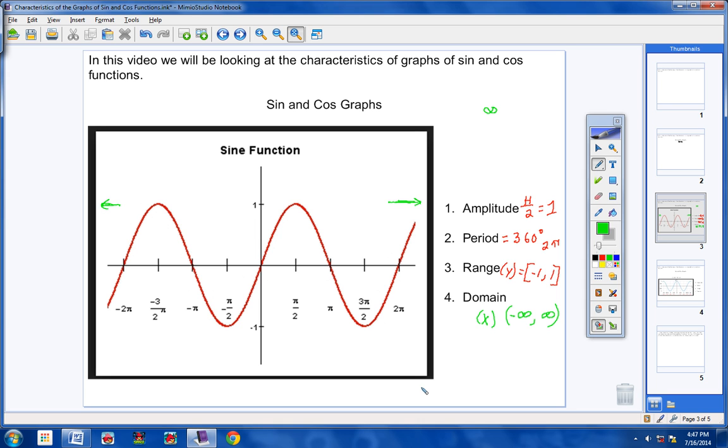Anyways, the domain would run from negative infinity to positive infinity because the graph does not stop. It continues on to the right and it continues on to the left. You need to know this information. Memorize it, know it well, okay?